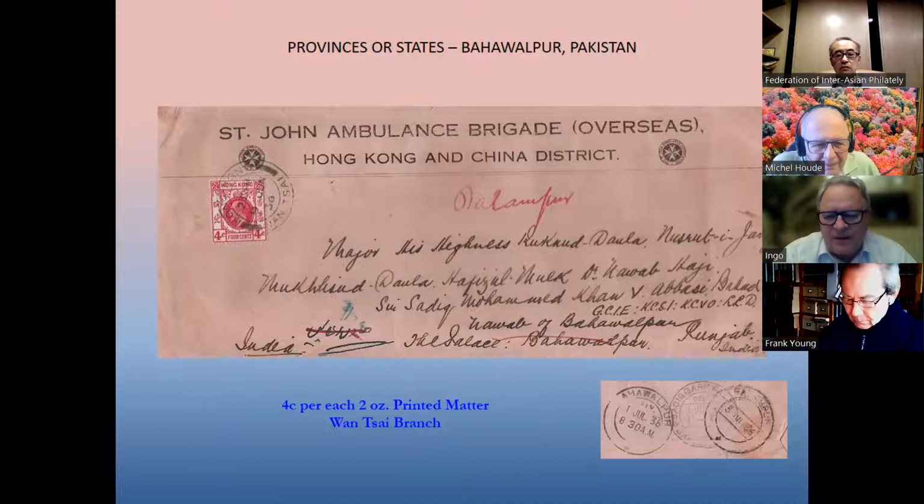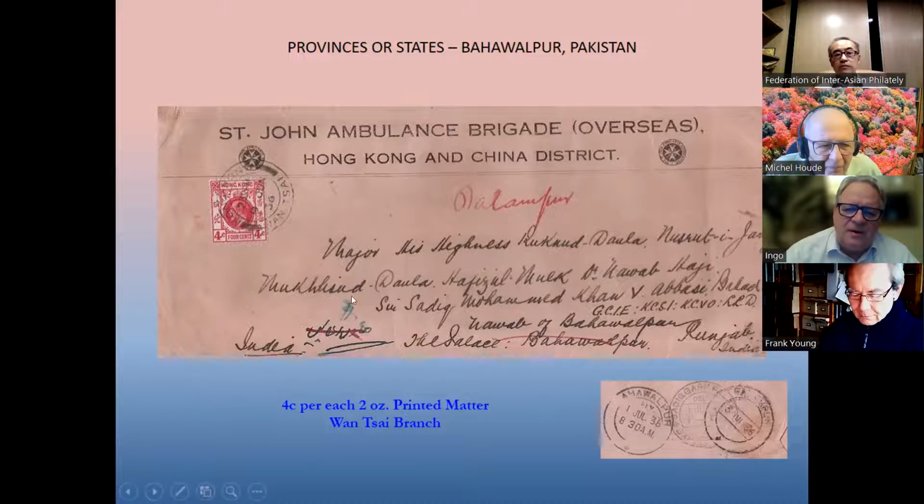And it's a going place. I studied the geography of it and the history of it when I analyzed this cover. But what's really interesting is the consignee, the addressee. If you look at the long-winded name, these are all the titles of the ruler of Bahawalpur at the time, Mr. Khan, Nawab of Bahawalpur. Nawab is the name for prince or ruler. And it's addressed to the palace, Bahawalpur. So it's a really, really cool cover going to a guy who's running a country.